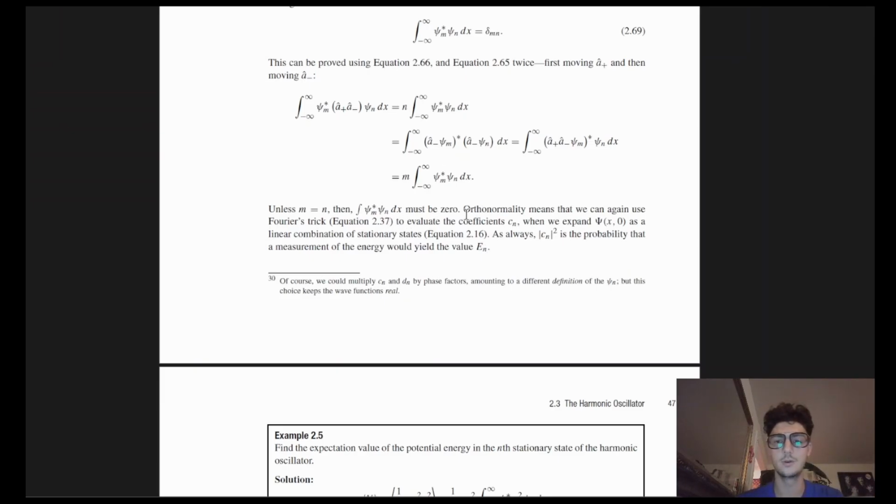Very crazy. This is quantum mechanics, guys. What do you want me to say? So, as always, Cn squared is the probability that a measurement of the energy would yield the value En.